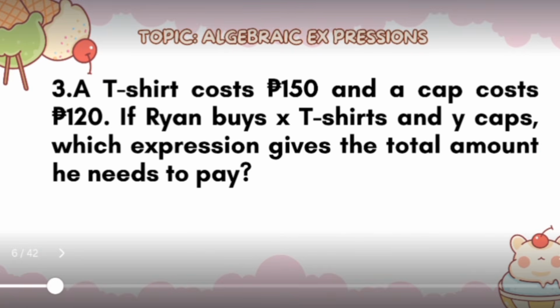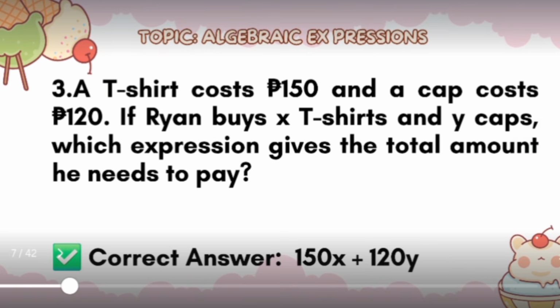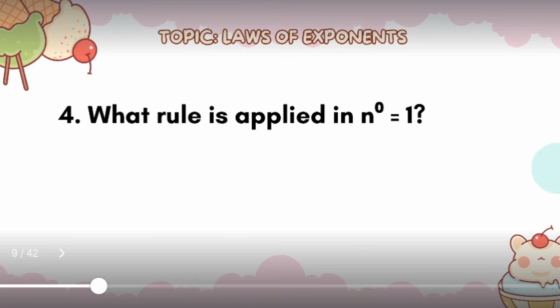Question number 3. A t-shirt costs 150 pesos and a cap costs 120 pesos. If Ryan buys X t-shirts and Y caps, which expression gives the total amount he needs to pay? So the answer here is 150X plus 120Y. This time, let us proceed to the concept of laws of exponents.